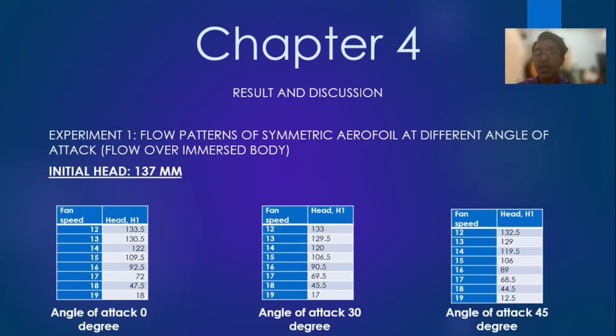We get the initial head equal to 137 mm, and we get three types of angle: angle of attack 0 degree, angle of attack 30 degree, and the last one, angle of attack 45 degree. The fan speed that we use is from 12 to 19.